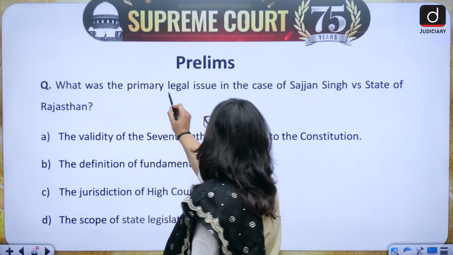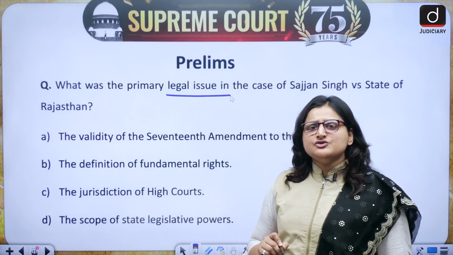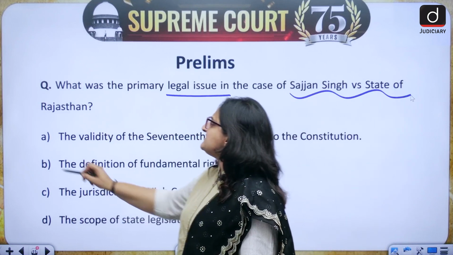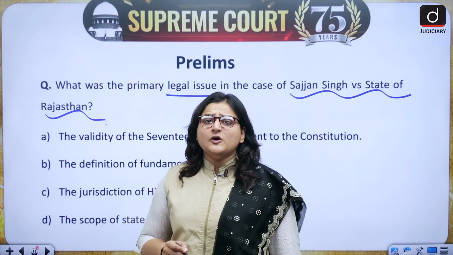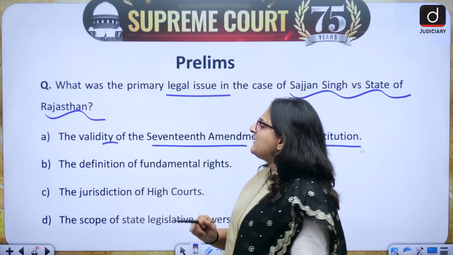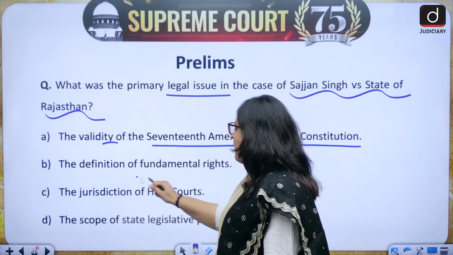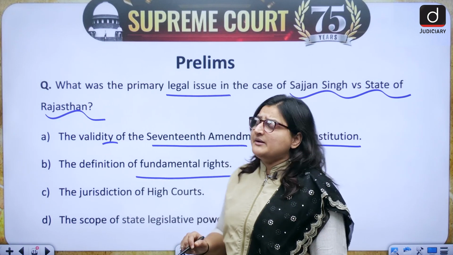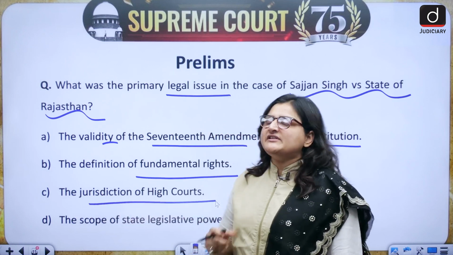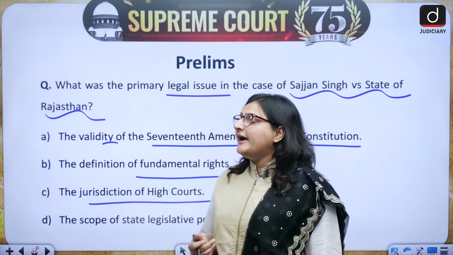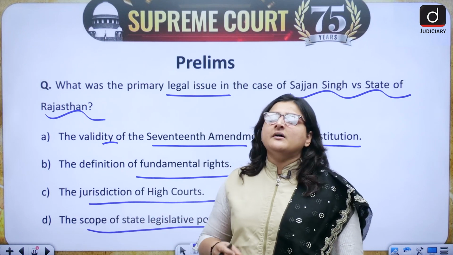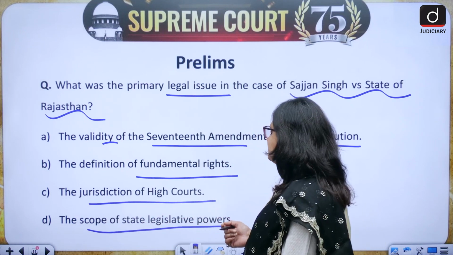You have to tell what was the primary legal issue involved in the case of Sajjan Singh versus State of Rajasthan. Is it option A, the validity of the 17th Constitutional Amendment, or option B, the definition of fundamental rights regarding the issues there, or option C, the jurisdiction of the High Court, or option D, the scope of state legislative powers?